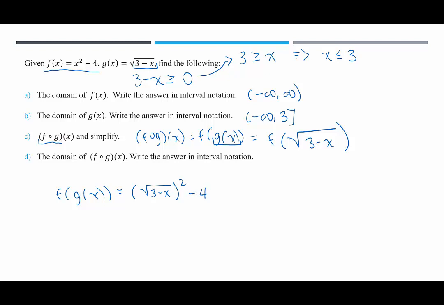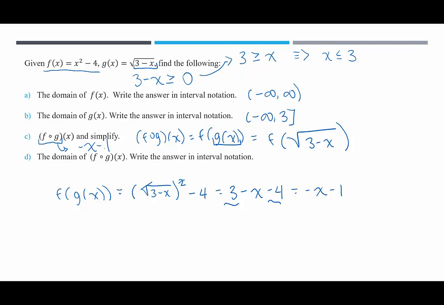Well, the square and the square root are going to cancel each other out. We're going to end up with 3 minus x minus 4, and this would be negative x minus 1, right? Because 3 minus 4 is negative 1. So this ends up equaling negative x minus 1. What is the domain of f of g of x? Write the answer in interval notation.